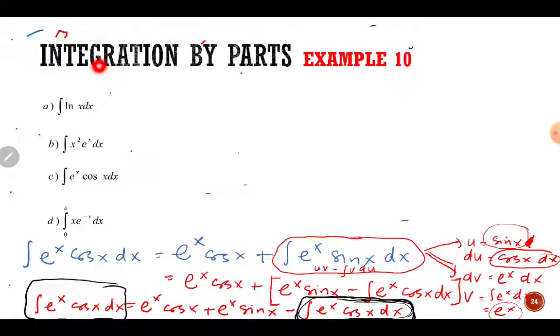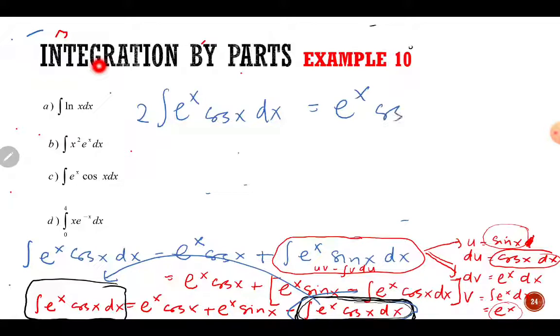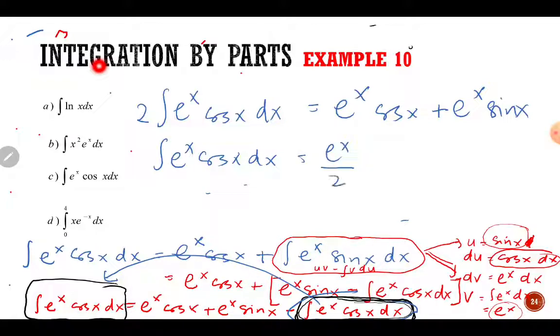Okay, so maknanya kat sini kita akan dapat 2 integration of e to the power of x cos x dx. Macam dapat 2? Sebab yang ni, yang bawah ni pergi ke sini. Sama dengan e to the power of x cos x tambah e to the power of x sin x. So, e to the power of x cos x dx, dia punya integration is equals to, you may factor out e to the power of x over 2 cos x tambah sin x tambah c. Okay, so that is the answer for C.